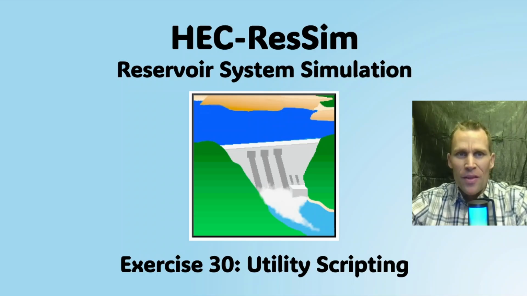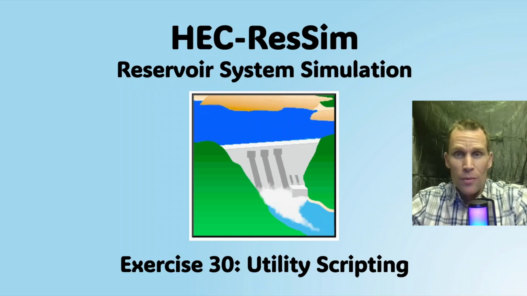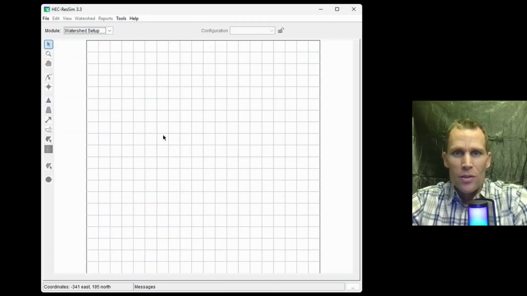Welcome and hello. This is a video exercise in HEC ResSim, and in this exercise, I'm going to be covering utility scripting. I'm going to build a network, create a couple rules for the reservoir, and then run a simulation, and then do some post-processing using that scripting. All right, so let's go ahead and get started.